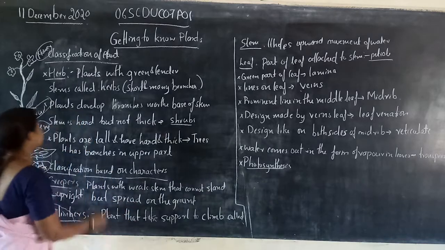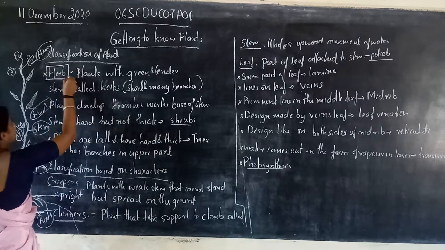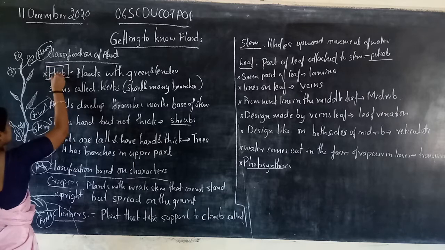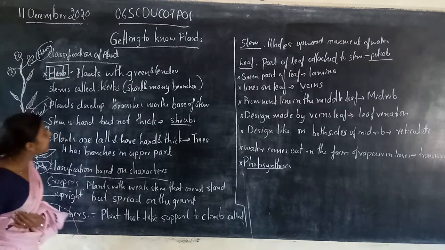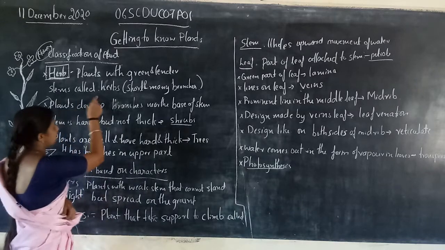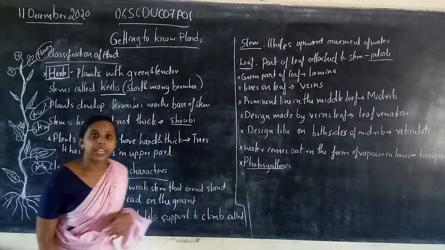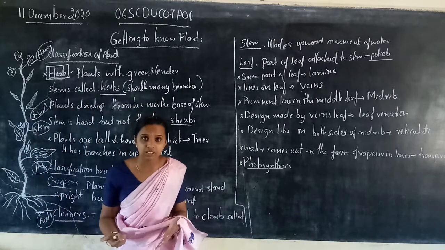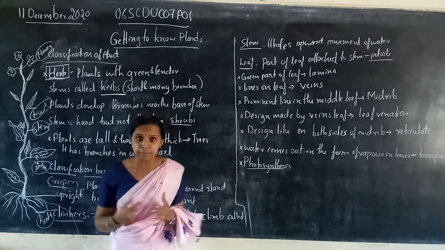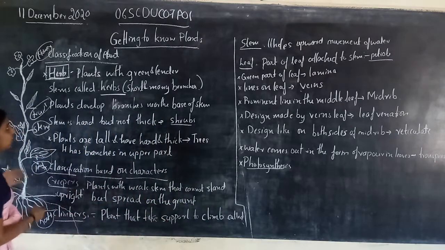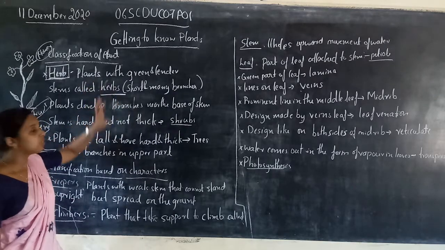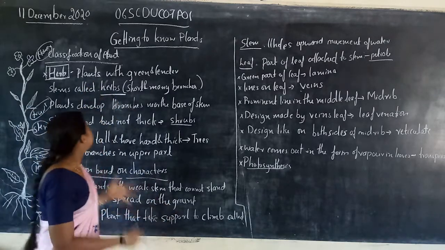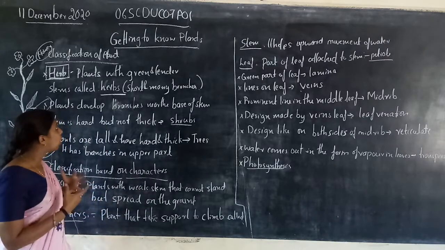The first one is herbs. What do we call herbs? The plant with a green and tender stem is called a herb. Any plant which is green in color and has a tender stem, we call it a herb.